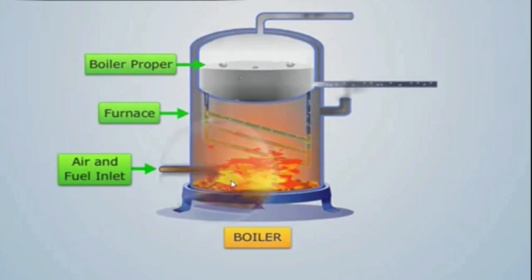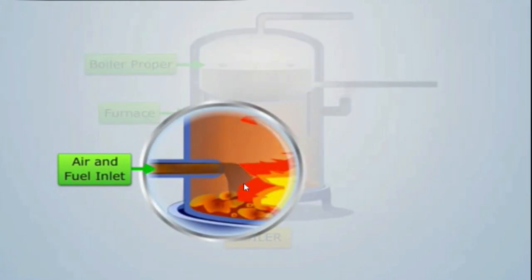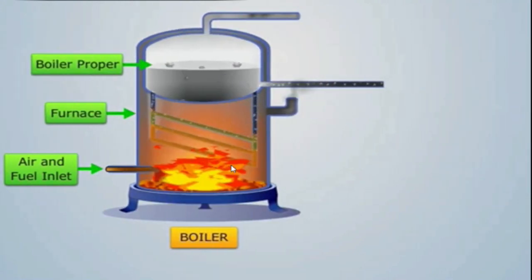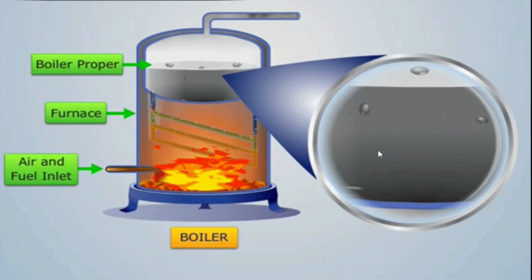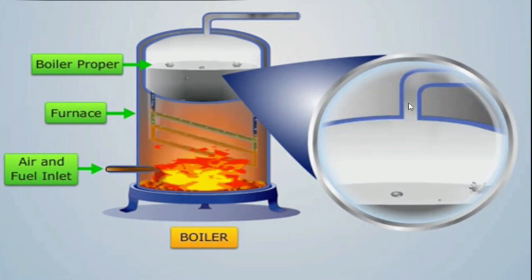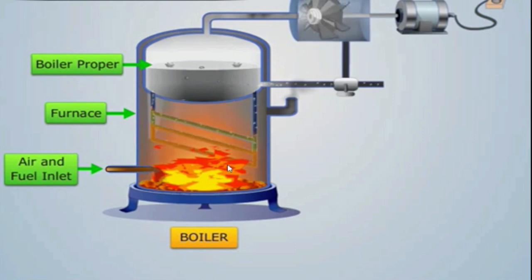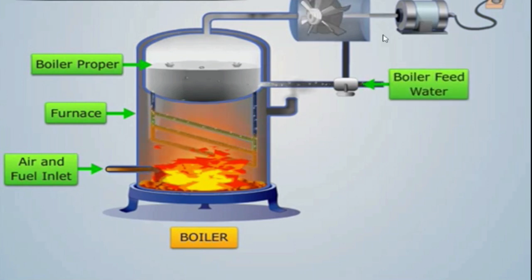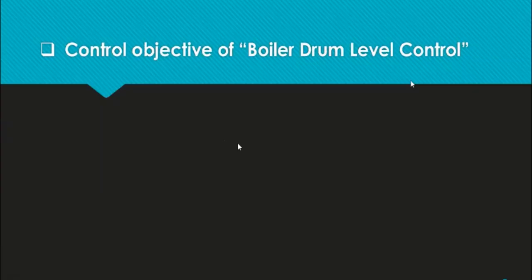The furnace or boiler combustion provides heat by burning fuel using air and fuel inlet, whereas the boiler drum is the part where water changes into steam due to heat. This steam, which flows outwards, is used for certain processes like heating applications. Water which is fed into the boiler drum is called boiler feed water.